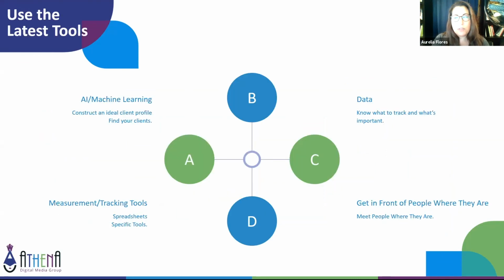And use the latest tools to the extent you can, just because there's so much out there now with regard to machine learning and metrics and tools and so forth. I could geek out on all that stuff, but I won't. I will just tell you: track and measure, get better at tracking and measuring, and use good tools to do so.